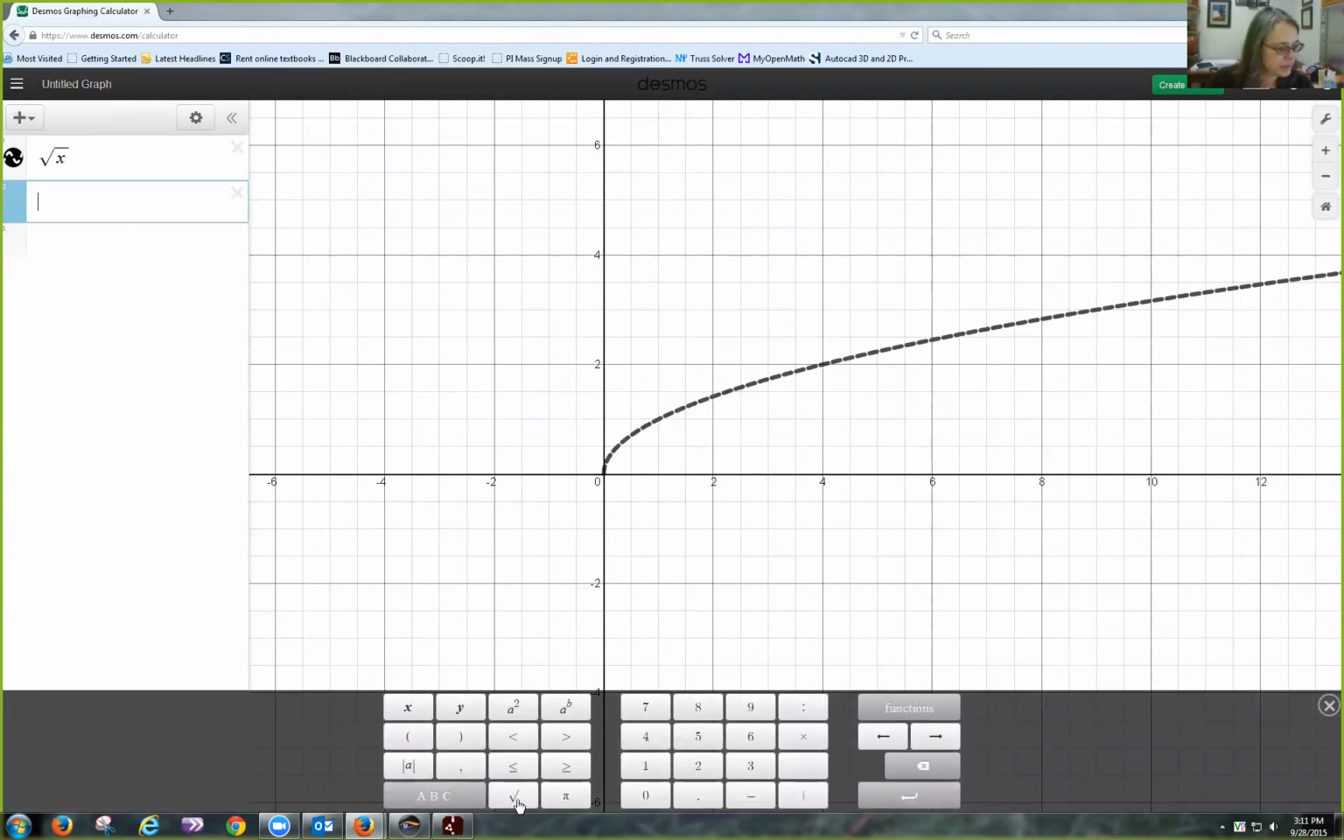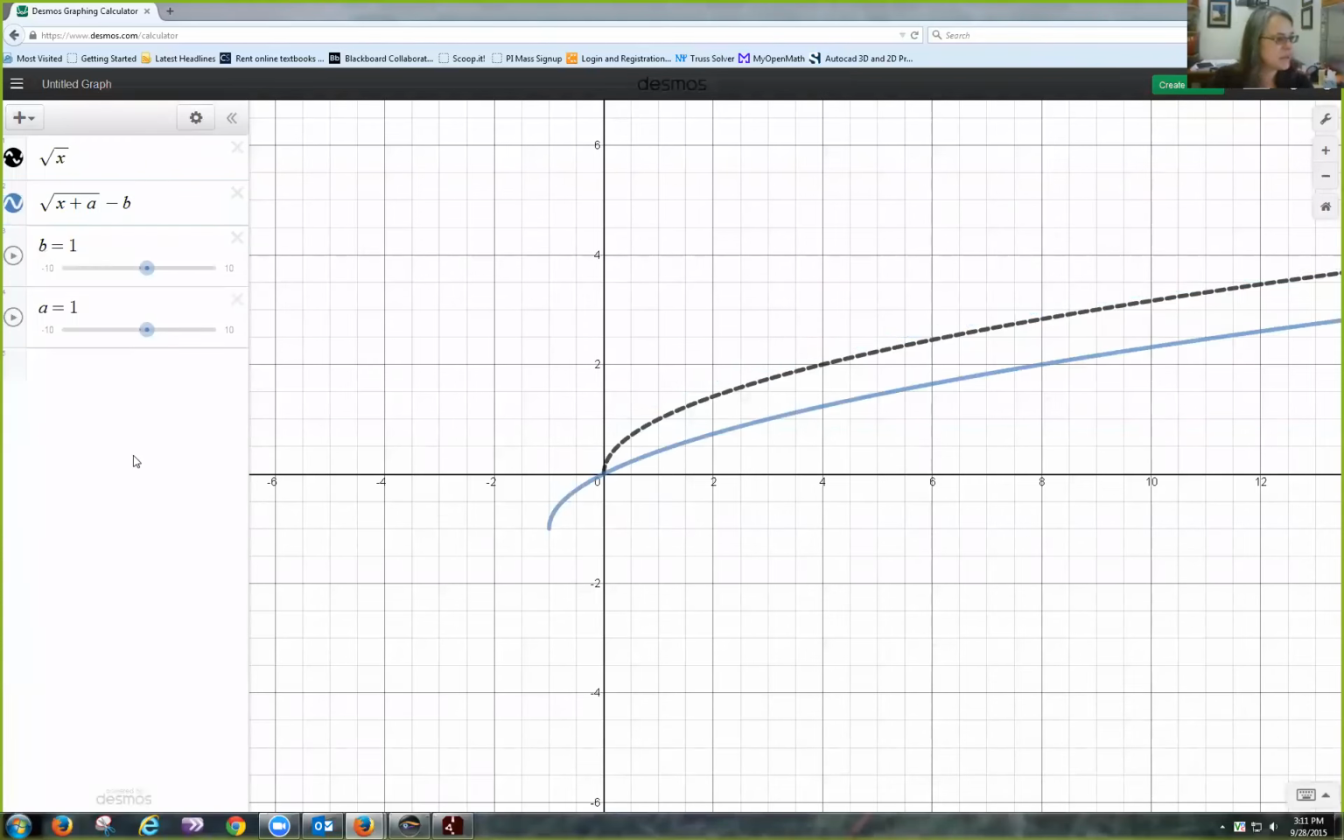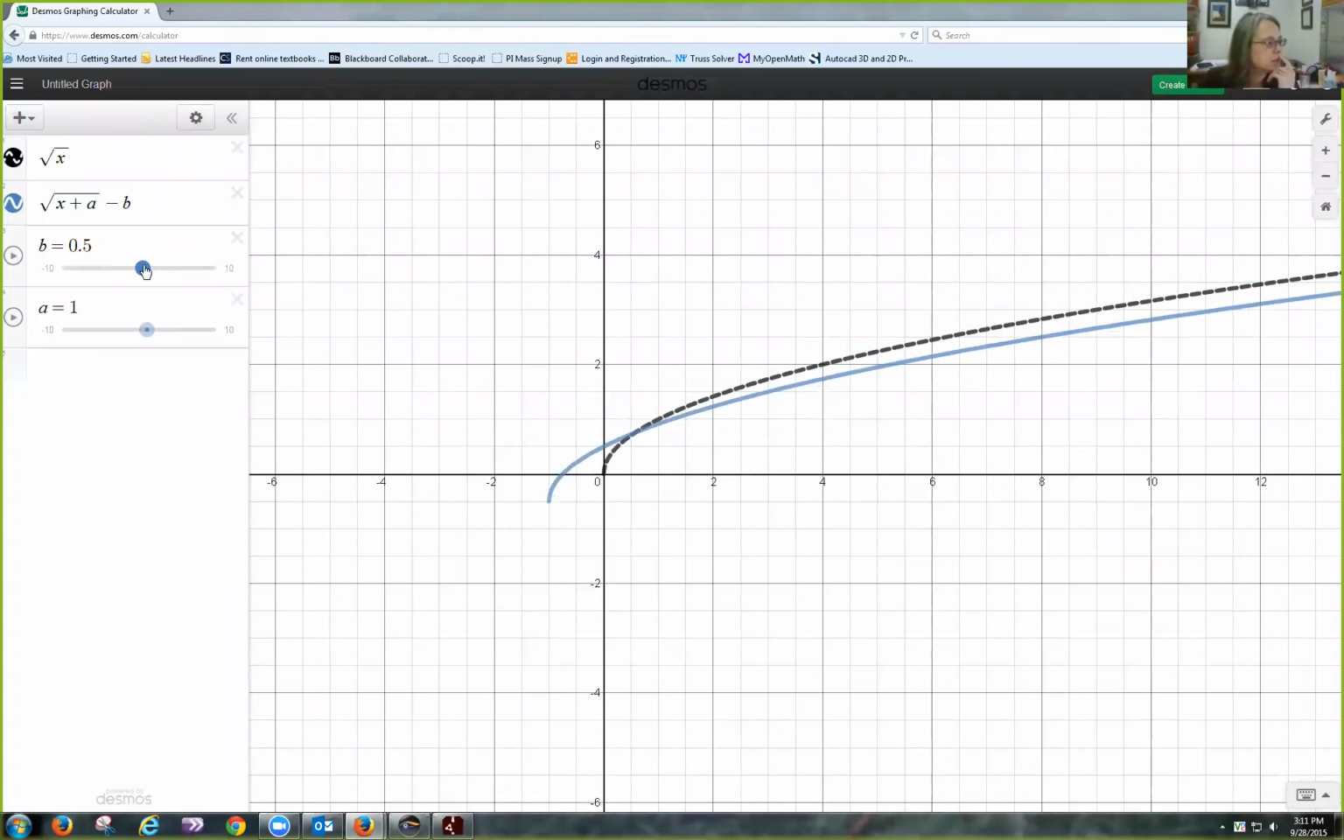Now, here's what I'm going to do. I'm going to do square root of x plus a. And Desmos is going to let me have a slider. And I'm going to go minus b. And Desmos is going to let me have a slider. Okay, so I'm going to set both a and b to 0. And when I do that, that's the square root of x plus 0 minus 0. You can see my blue line lies right on the top of my original black dotted line.